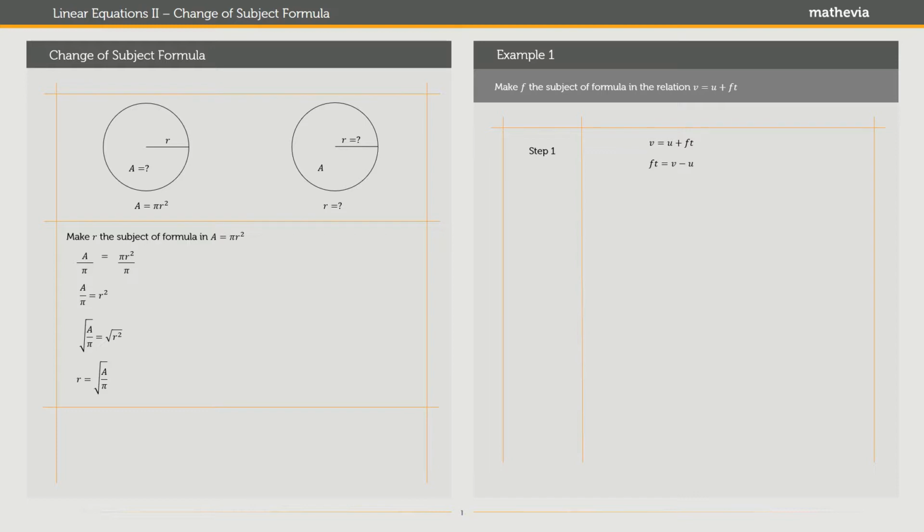Now we have ft equals v minus u. At this point it is safe to say that we can go ahead and divide both sides by t. We divide both sides by t, and we end up with f equals v minus u over t, and that is it. We now have f as our subject of formula. Now let's do another example.